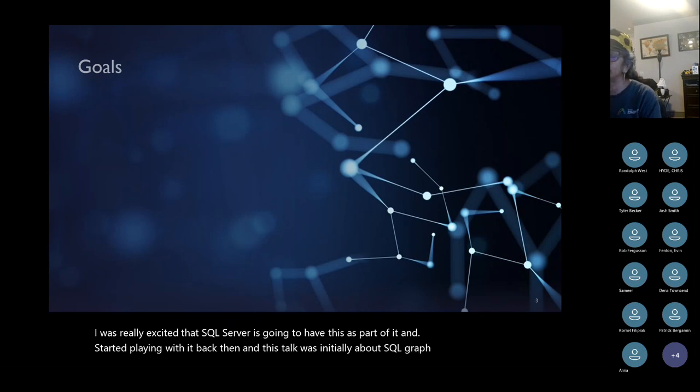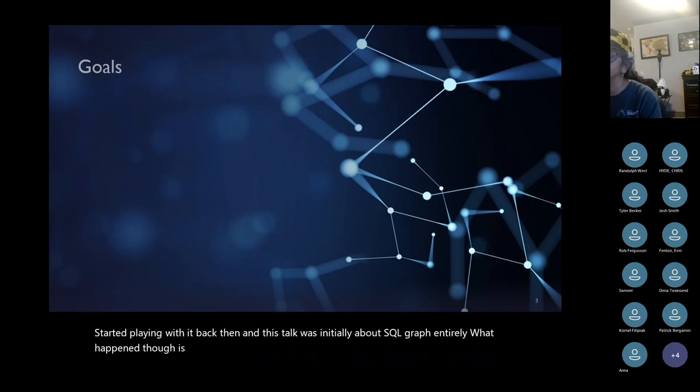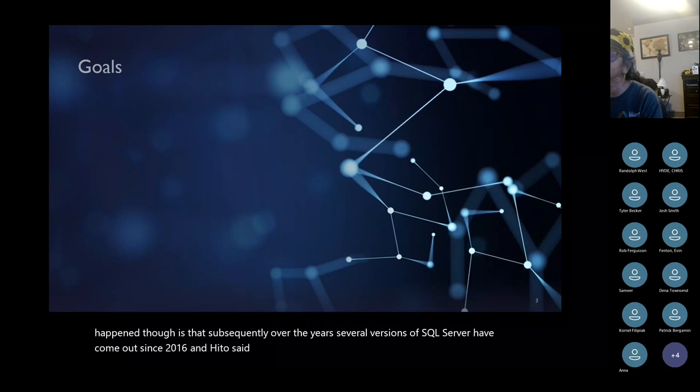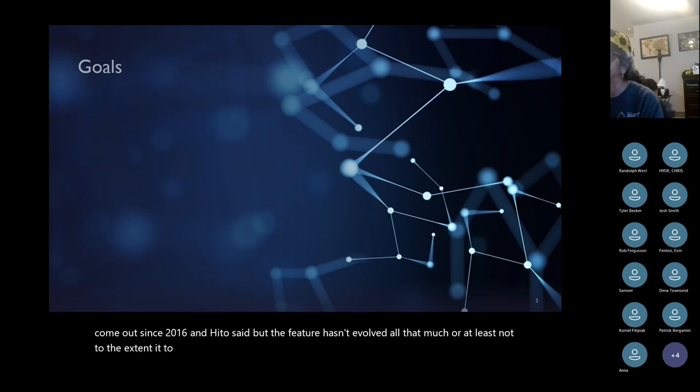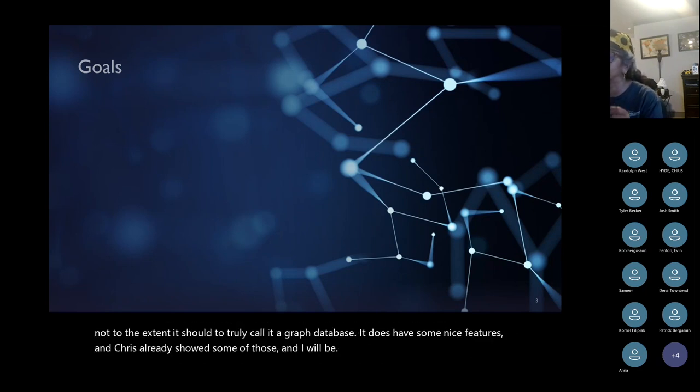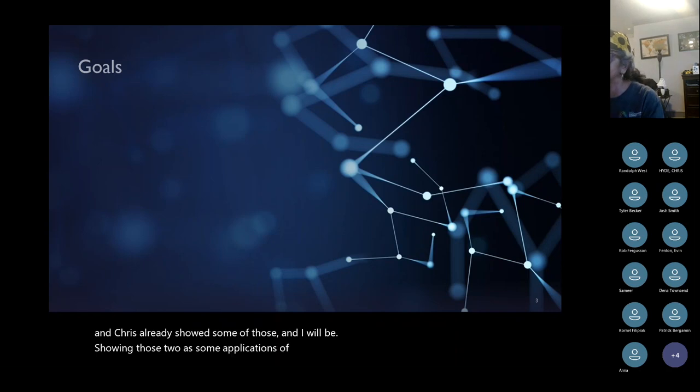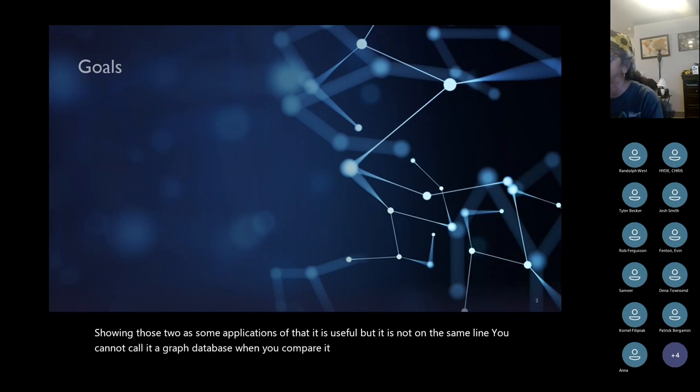What happened though is that subsequently over the years, we know several versions of SQL Server have come out since 2016, and hate to say it, but the feature hasn't evolved all that much, or at least not to the extent it should to truly call it a graph database. It does have some nice features, and Chris already showed you some of those, and I will be showing those too as well, some applications of that. It is useful, but it is not on the same line. You cannot call it a graph database when you compare it with similar products in the market.